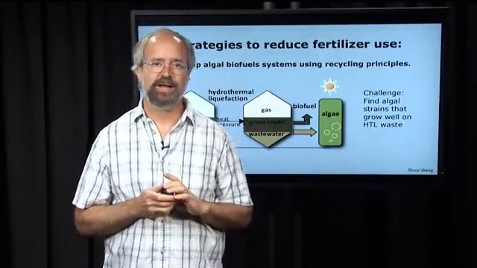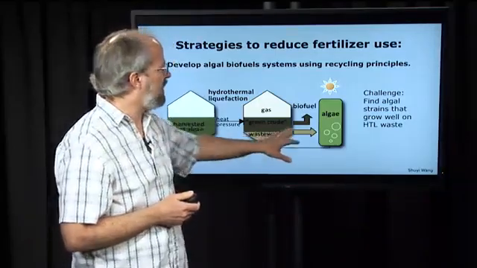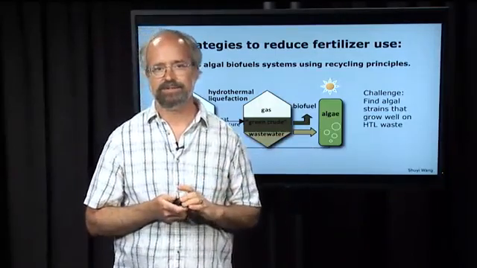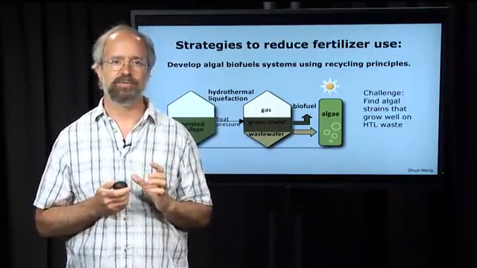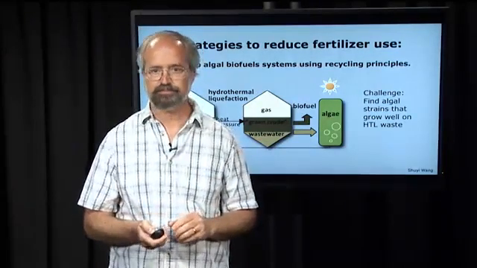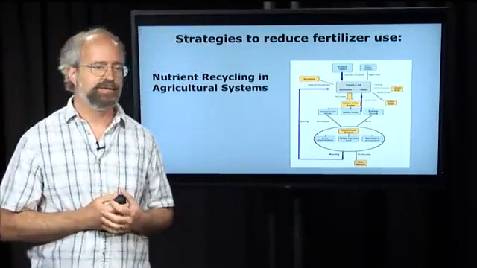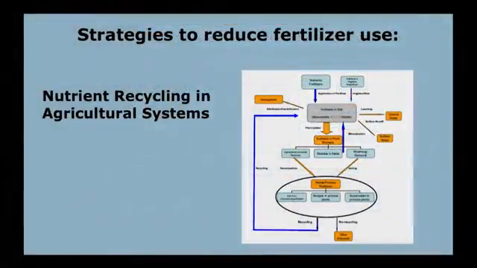The challenge will be to find algae that grow well in this kind of environment, because this wastewater is actually toxic to lots of algae. So we have to find particular strains that are going to be really good at growing in this kind of closed loop system. Another strategy, which is a huge area and which I've just outlined in this diagram, is that we need to be more efficient in recycling nutrients in agricultural systems. There are many crops and crop waste that we could be recycling much more efficiently.